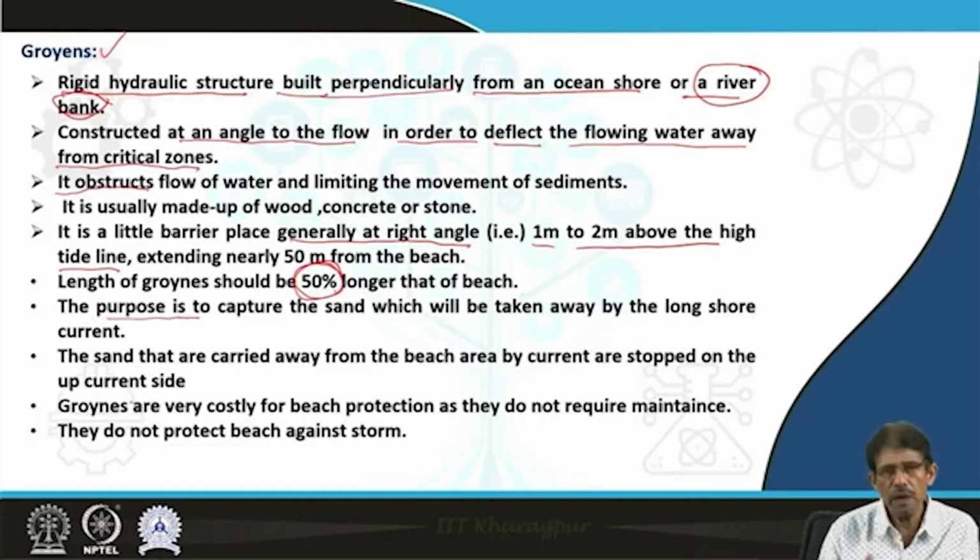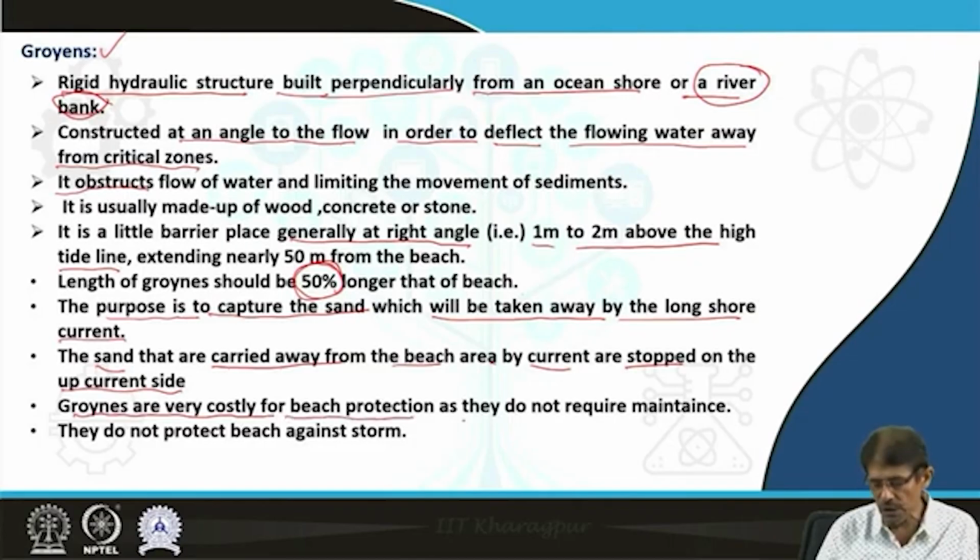The purpose of groin construction is to capture the sand which would be taken away by longshore currents or other agents acting near the shore zone. The sand carried away from the beach area by currents is stopped on the upcurrent sides and can be raised to restore the shore zone. Groins are very costly for beach protection, and they do not protect the beach against storms. This is the limitation.